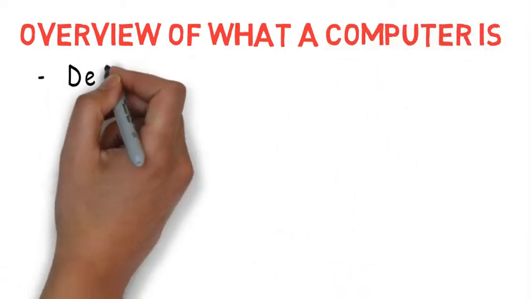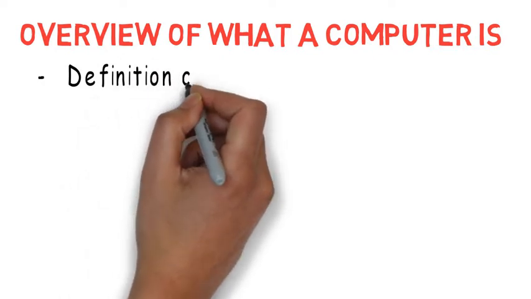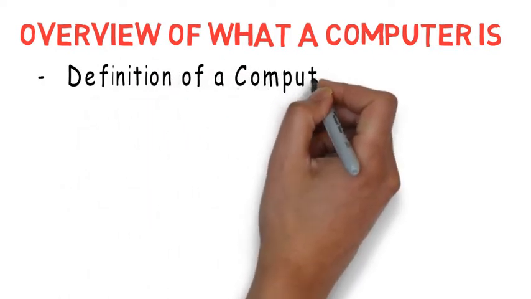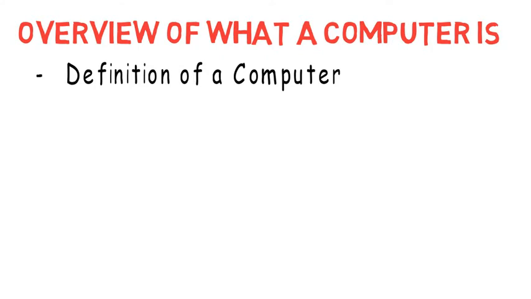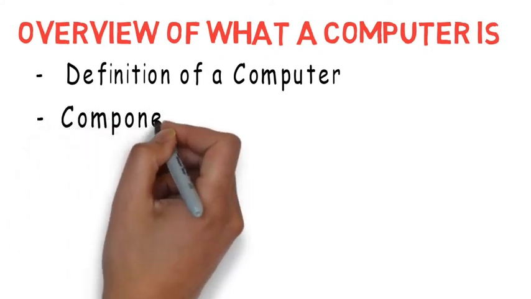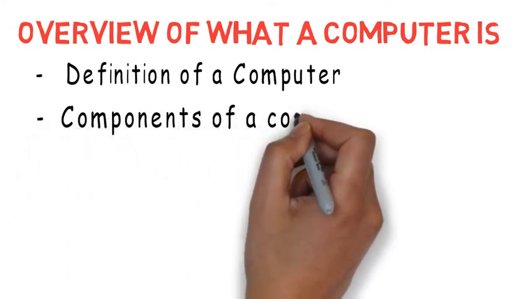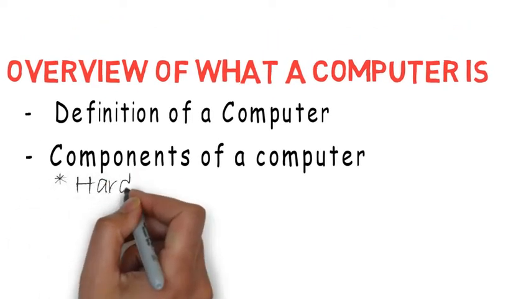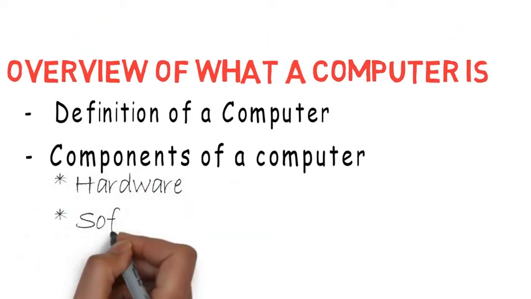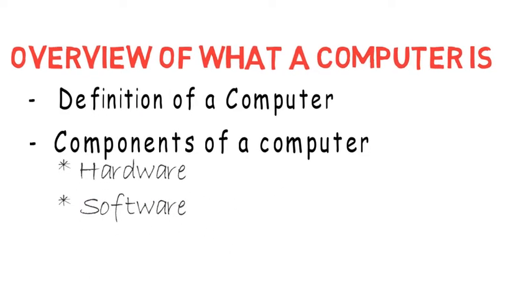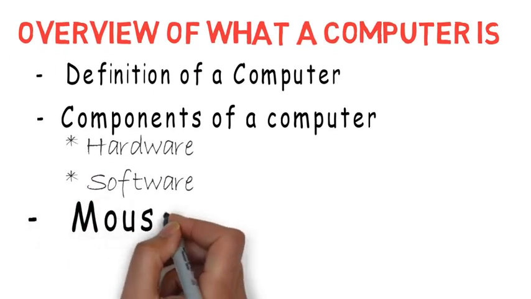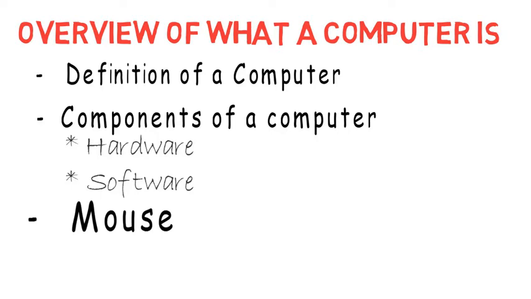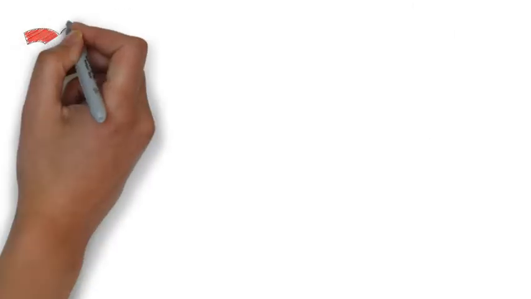Firstly, we shall define a computer, then go ahead to look at the different components of a computer system, specifically the hardware and the software under the components. And lastly, we shall talk about the mouse, the types of mouse and the different functions of each mouse.